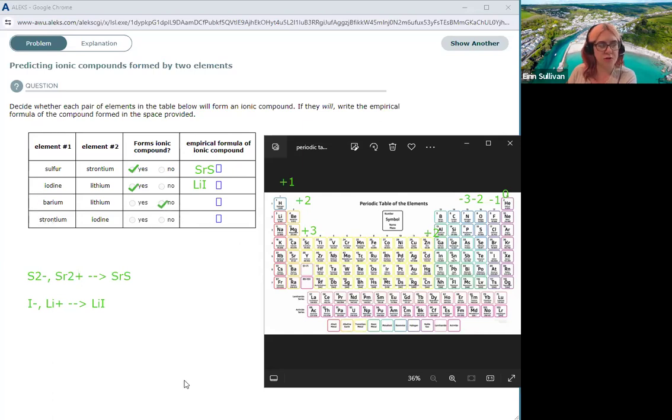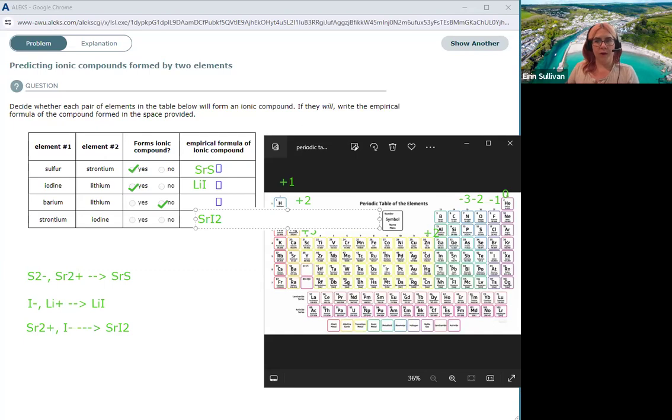And then finally, strontium and iodine. Strontium's in group 2, so that'd be strontium 2+. And iodine is in group 17 here, so that'd be I-. So it's going to take 2 iodine ions to balance out the 1 strontium 2+, so that'll be SrI2 will be the formula there.